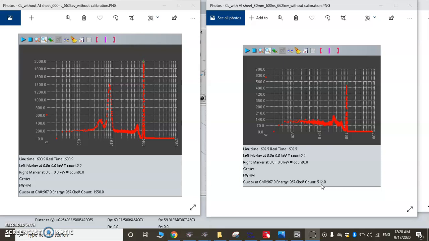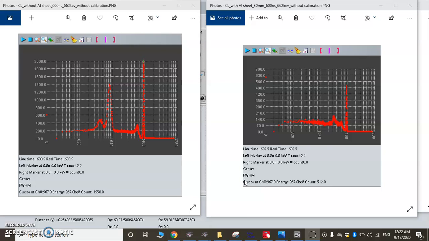For calculation we have to put these two values into our equation: I equals I naught times e raised to minus mu t, where I naught is the initial intensity and I is the intensity after passing through the aluminum sheet. When we calculate, the attenuation coefficient will be 4.47 times 10 raised to minus 2 centimeter square per gram.